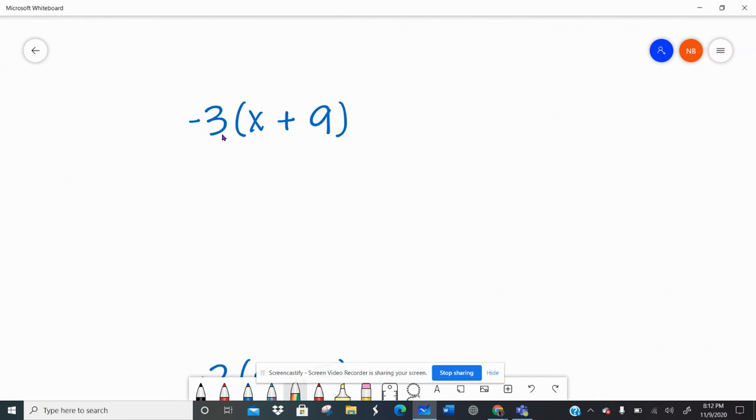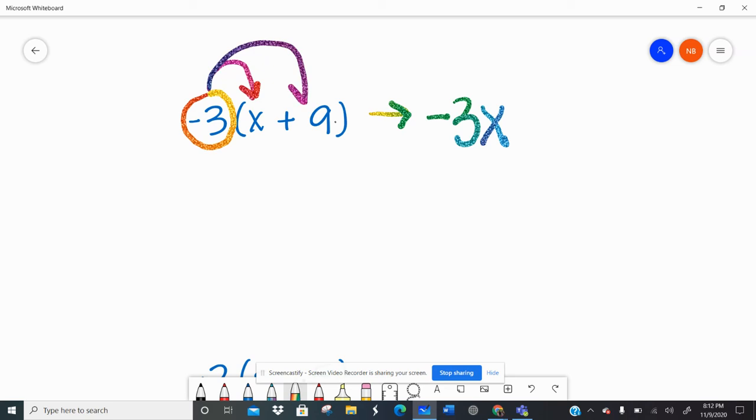So here I have a negative 3 on the outside of the parentheses. I'm still going to distribute, and I have to distribute the whole thing. I'm going to distribute that negative sign also. So negative 3 times x is negative 3x. And then negative 3 times a positive 9 is then negative 27.